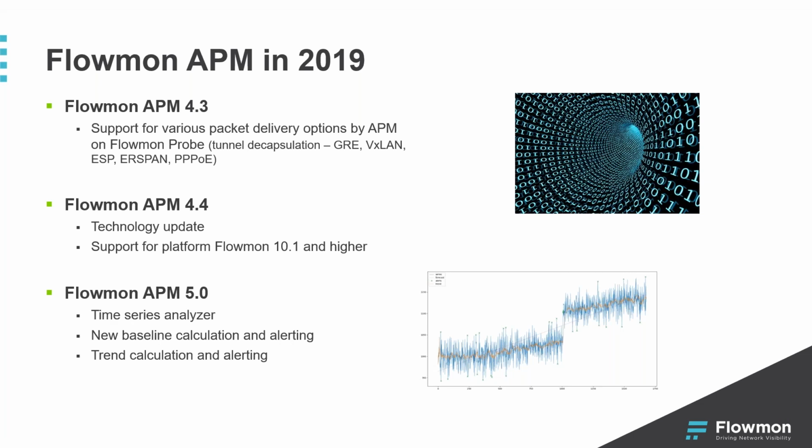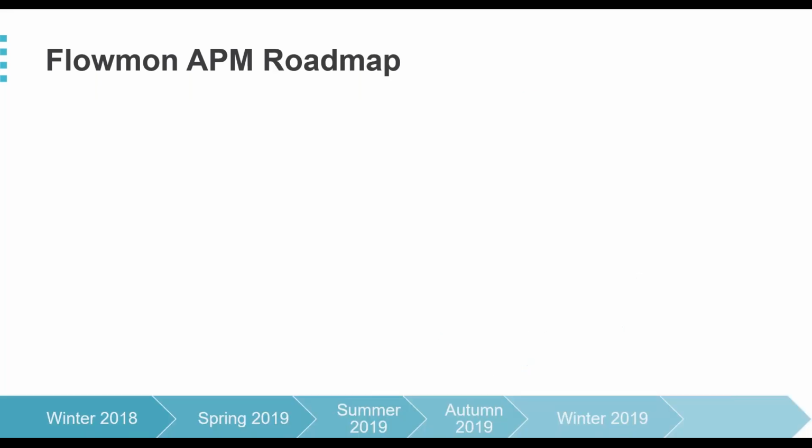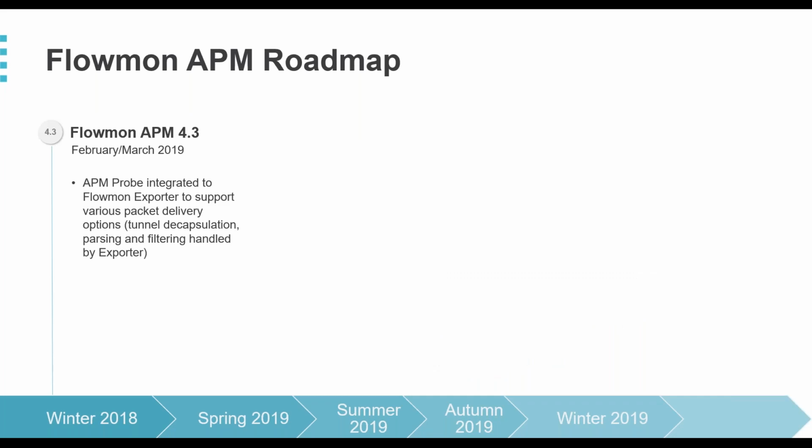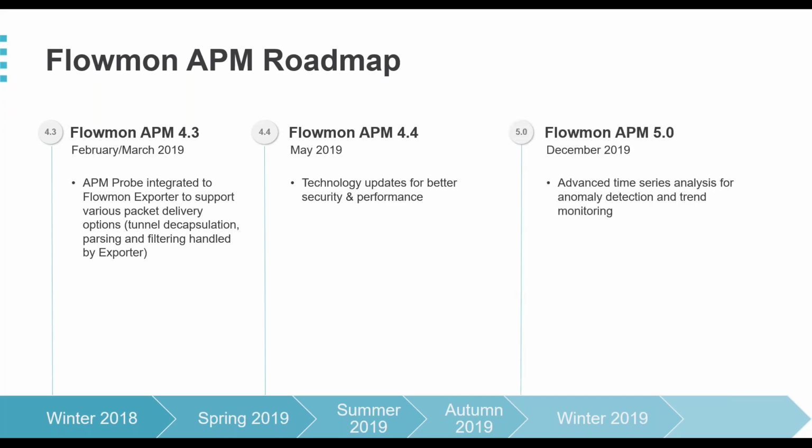So how it looks on the timeline. At the end of February or March, we will come with APM 4.3. It means with integration to Flowmon probe. In May, we will come with Flowmon APM 4.4, and then you can install the 4.4 version on the latest version Flowmon platforms. And finally, at the end of the year, we will come with APM 5 and all the features regarding time series analyzer. So this is finally all from our APM roadmap.